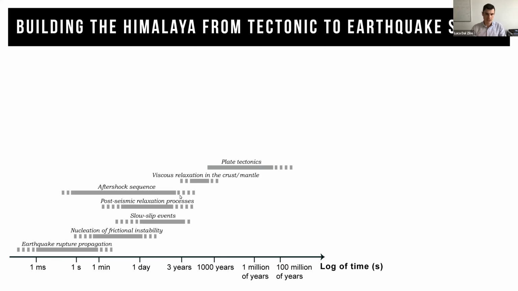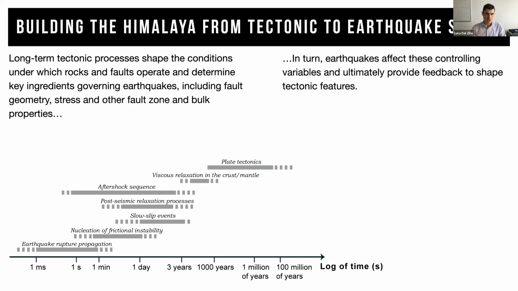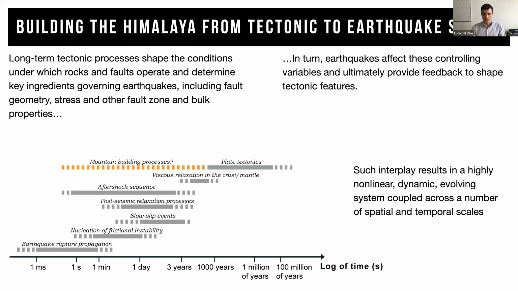When we think about the building of a mountain range, we have to consider that these long-term tectonic processes are affecting the key ingredients that control the nucleation and propagation of earthquakes. This could be the rheology, the fault geometry, and the bulk properties. In the same way, these seismic ruptures over several seismic cycles can then affect the evolution of these tectonic features. So when we think about the building of a mountain range, and specifically in this case of the Himalaya, we have to consider a process that is occurring over very broad temporal scales and also, of course, spatial scales.